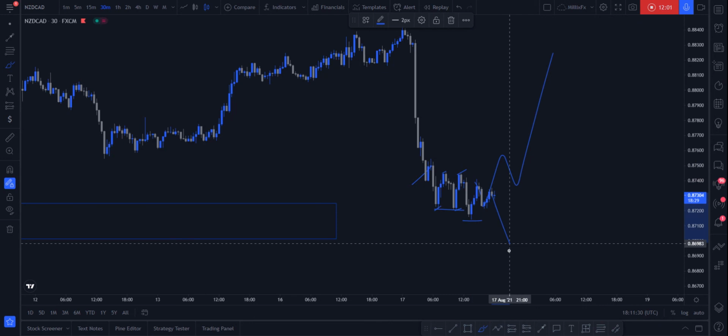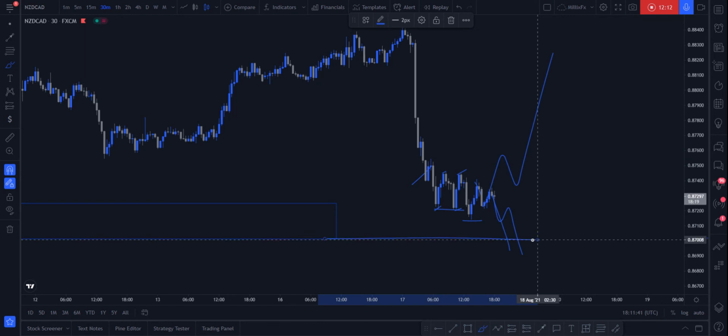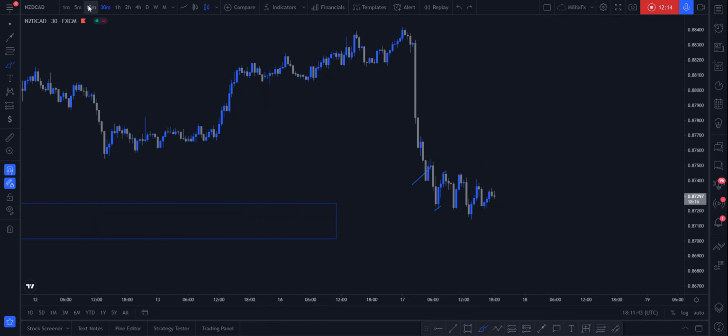If that doesn't happen, then I'll be in a loss, okay, because the market will just continue moving down, giving us a correction, then moving down, and then eventually I will hit my stop loss. Okay, so that is what I have for this particular one. So let's go to the lower time frame and see how we can refine this particular area.